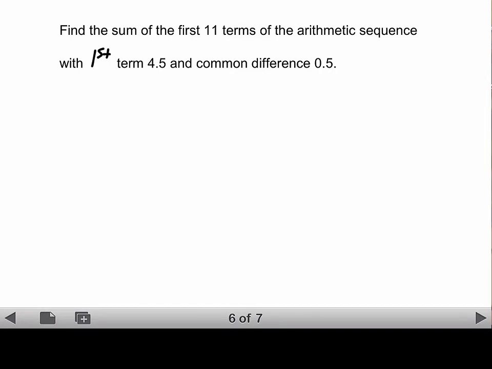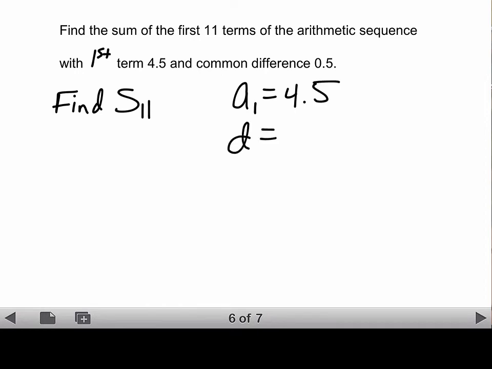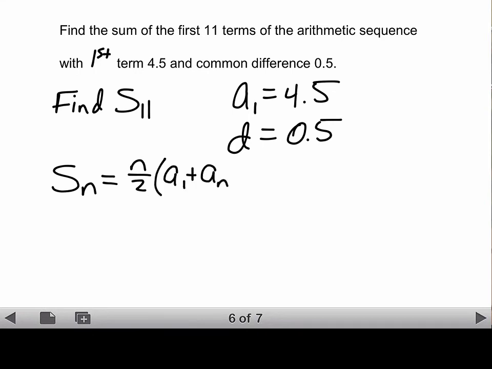Find the sum of the first 11 terms of the arithmetic sequence with first term 4.5 and common difference 0.5. So we need to find the sum of the first 11 terms, S sub 11. And the first term, a sub 1, is 4.5, and the common difference, d, is 0.5. So do I have enough information to use the first formula we had? S sub n is equal to n over 2 times the quantity of a sub 1 plus a sub n.